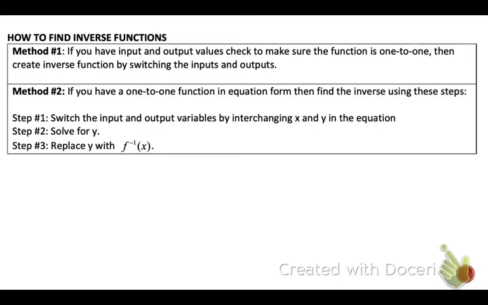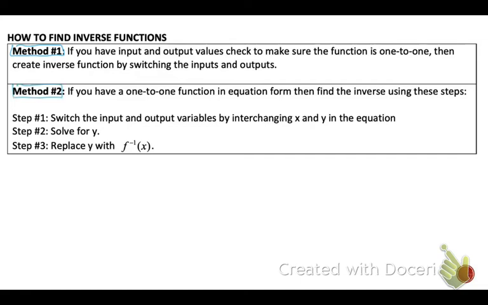Now here's how you can find inverse functions. Up until now, I've just been showing you pairs of functions, but you can actually find the inverse of a function. So the first method would be if you were just given a set of points, like inputs and outputs. We would first make sure that the function is one-to-one. So for each x there's one y, and for each y there's one x. And then you just simply switch the inputs and the outputs.